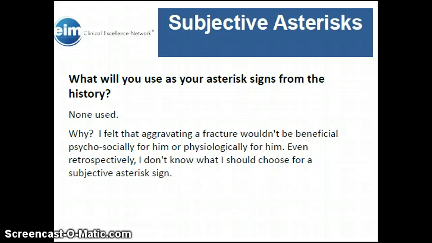I really struggled with finding an asterisk sign. Typically, I like to find an asterisk sign, something I can use to see how they're doing after each visit. But even retrospectively, I don't know what I would have chosen. My goal was that I didn't want to be causing pain. I didn't want the first time he felt pain in a few months to be after he started working with me. And so there wasn't anything else I could figure out that I could assess each time.